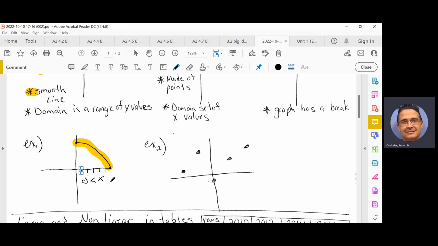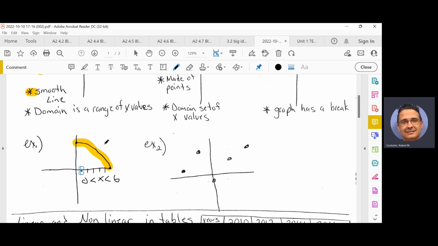Which is less than, and we need to know, well, when does it hit the ground? So it's 1, 2, 3, 4, 5, 6. And there you go. Those are the only x values that are being used. So our x values are in between 0 and 6. That's how you represent that.